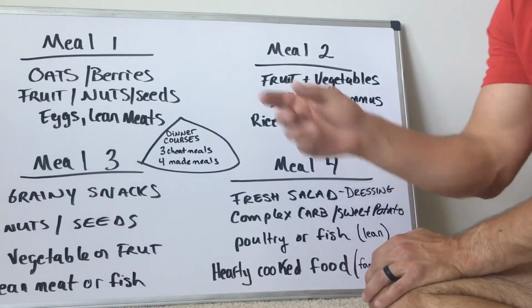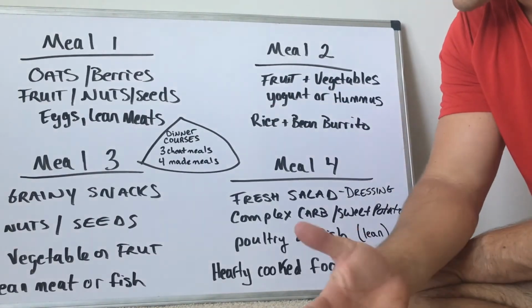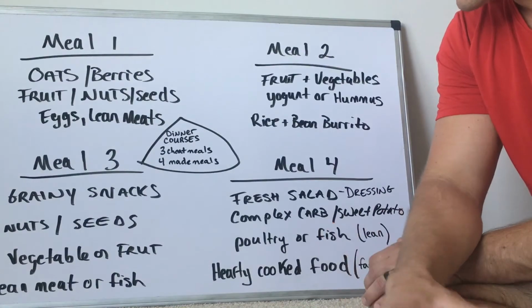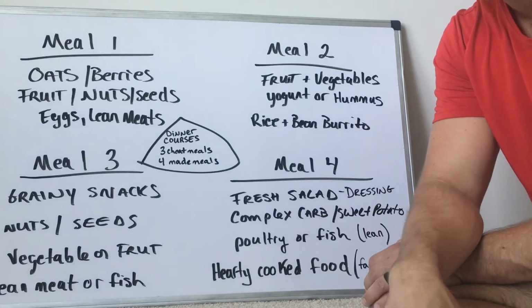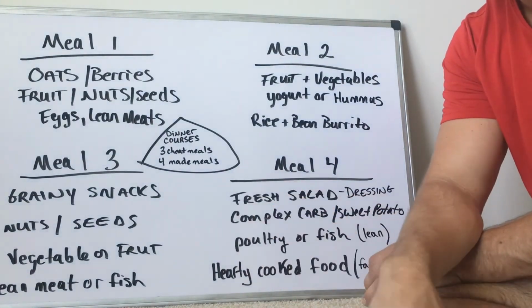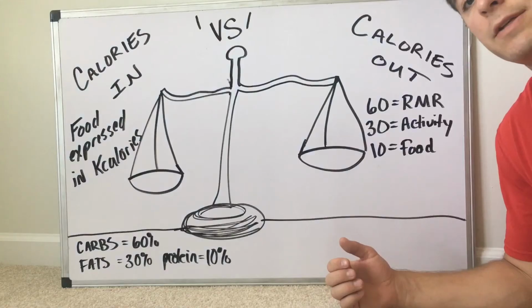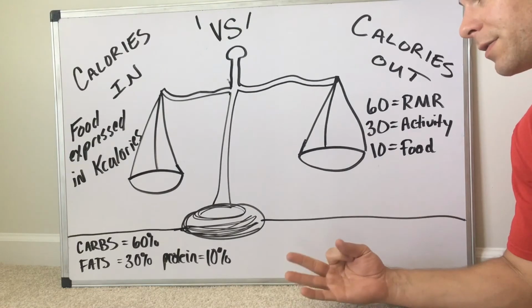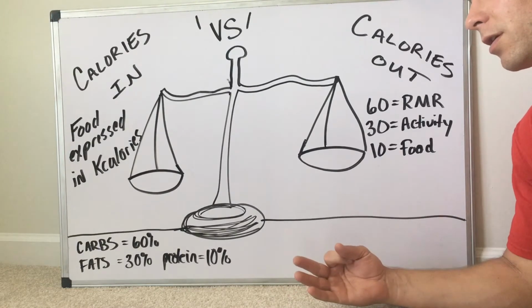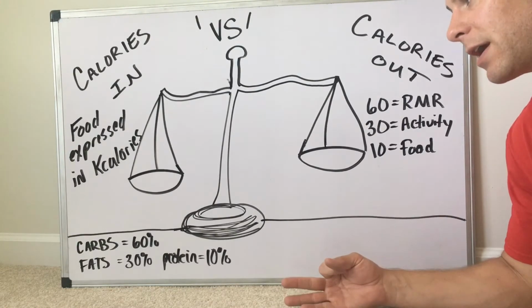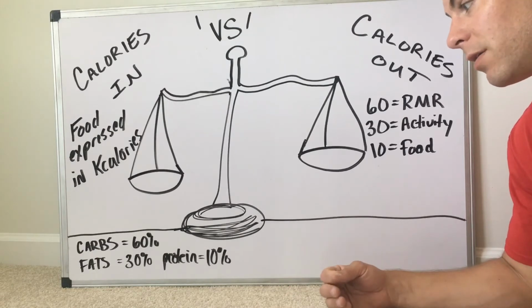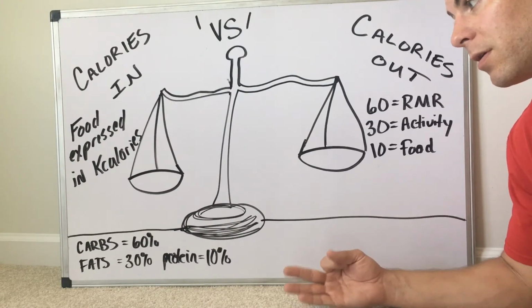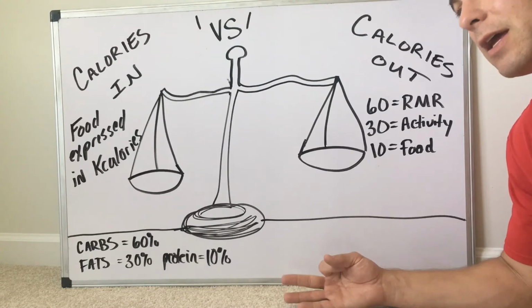I also have your dinner courses. I have 3 cheat meals and 4 made meals, meaning that 3 meals you eat during the course of a week, you can eat whatever you want. Who cares? 4, make your meals for your dinner. Basically what we have here is calories in versus calories out. There's a scale, okay, and whether you eat 1,000 calories of carbs or 1,000 calories of fats, they're all going to be calories at the end of the day.